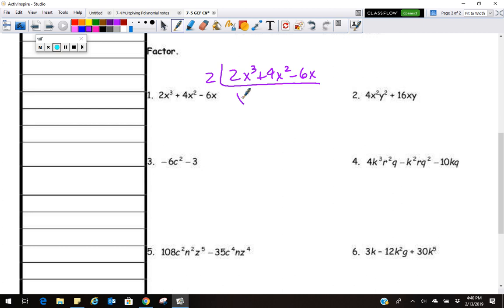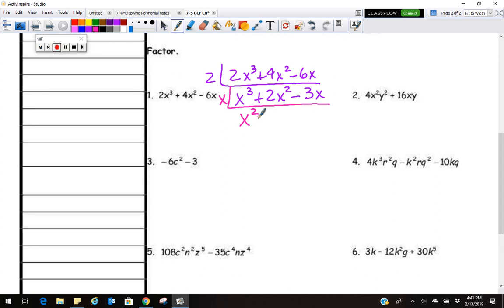So 2x to the third divided by 2 leaves you with x to the third. 4 divided by 2 is 2. You've got an x squared. 6 divided by 2 is 3x. Now, do you notice that all the terms have an x in there? So we're going to take out an x. So if we take an x away from this one, that'd be x squared.